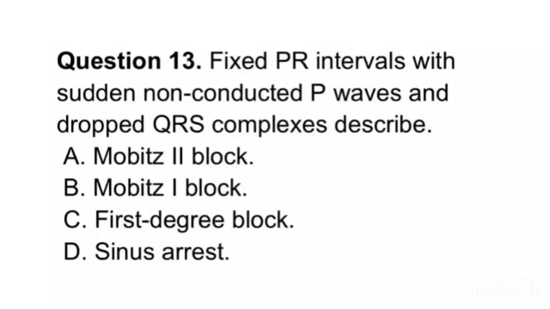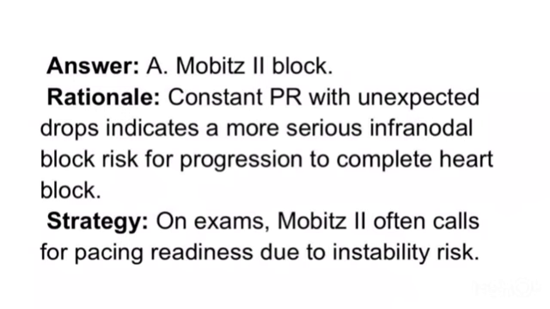Question 13. Fixed PR intervals with sudden non-conducted P waves and dropped QRS complexes describe: A. Mobitz 2 block, B. Mobitz I block, C. First-degree block, D. Sinus arrest. Answer: A. Mobitz 2 block. Rationale: constant PR with unexpected drops indicates a more serious infranodal block with risk for progression to complete heart block. Strategy: on exams, Mobitz 2 often calls for pacing readiness due to instability risk.